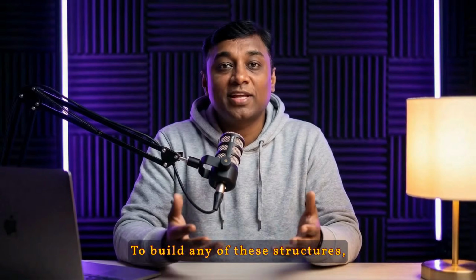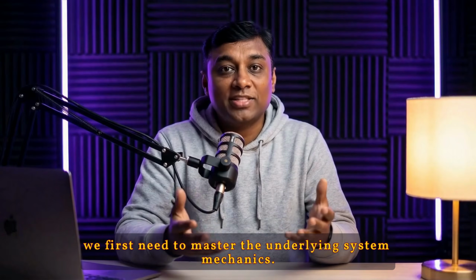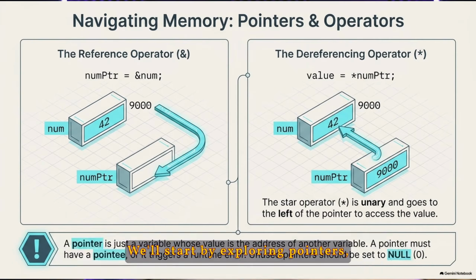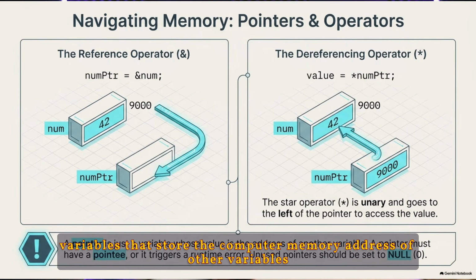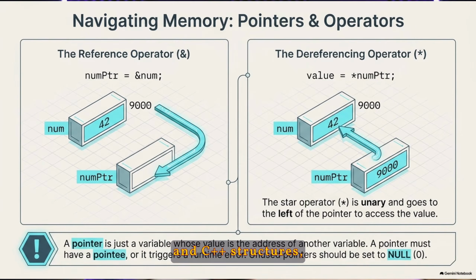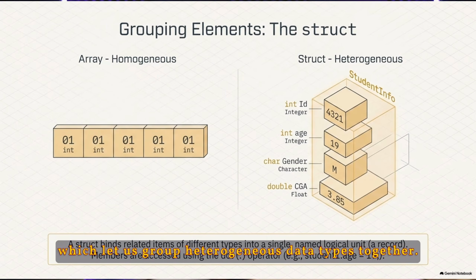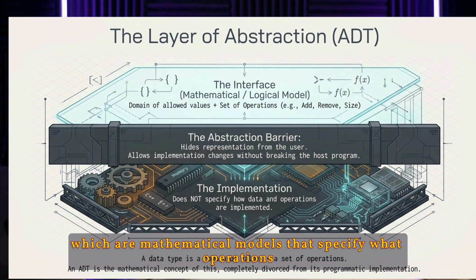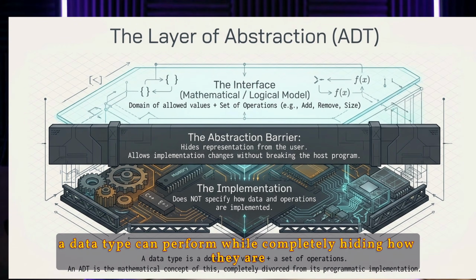To build any of these structures, we first need to master the underlying system mechanics. We'll start by exploring pointers, variables that store the computer memory address of other variables, and C++ structures, which let us group heterogeneous data types together. This forms the basis of abstract data types, which are mathematical models that specify what operations a data type can perform while completely hiding how they are implemented.